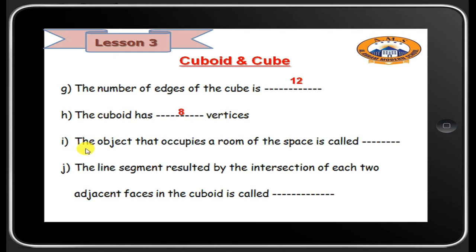Very good. Now exercise number I: the object that occupies room in space, we call this the, I'm waiting, yes, my dear student, the solids. The last question we have here: the line segment that results from the intersection of each 2 adjacent faces in the cuboid, we call this the edge. So if we have this cuboid, the line segment I'm referring to is where the 2 faces are intersecting. This is the line segment that we call the edges, and they are 12 edges.